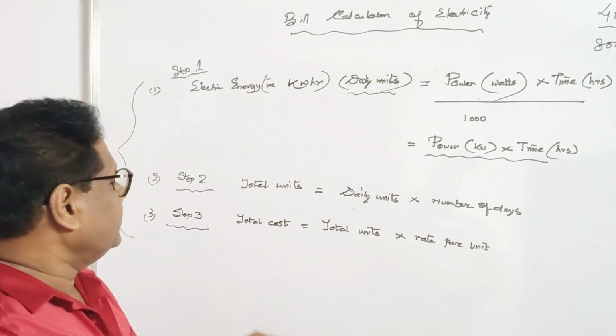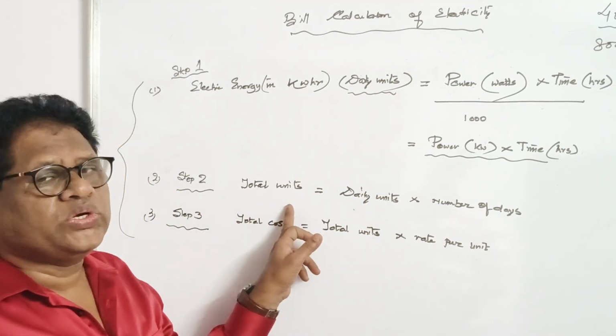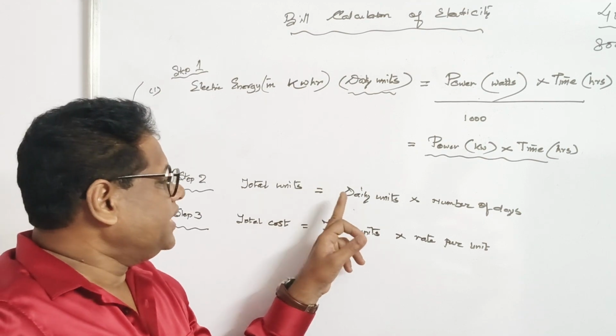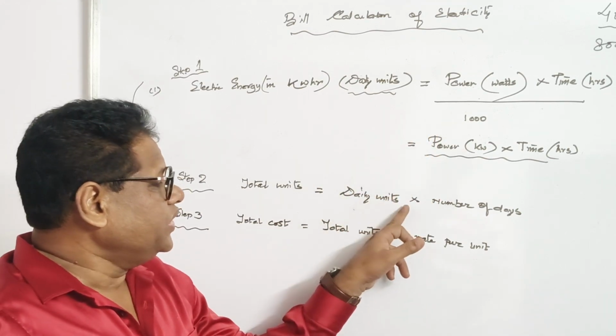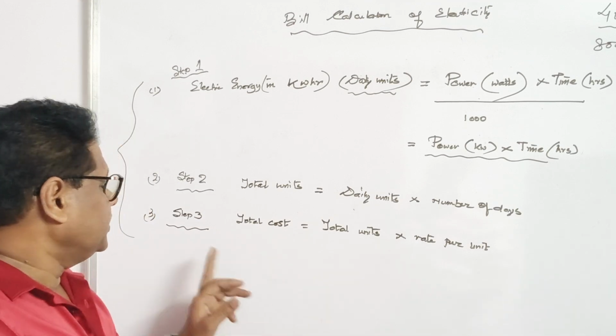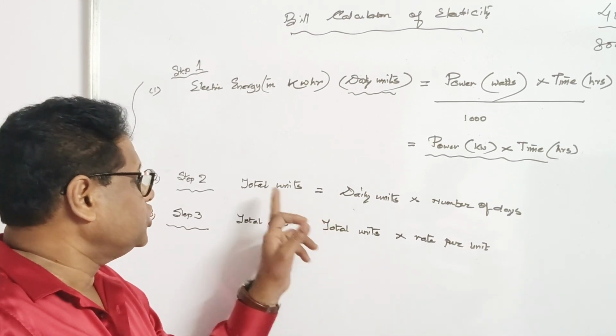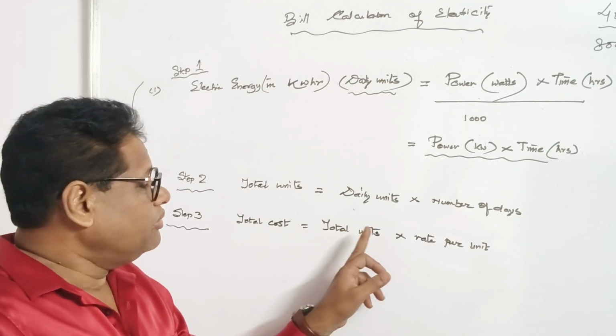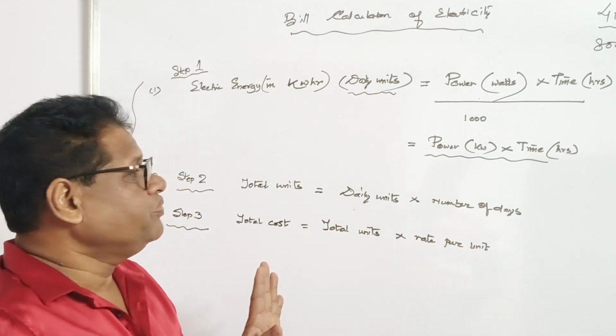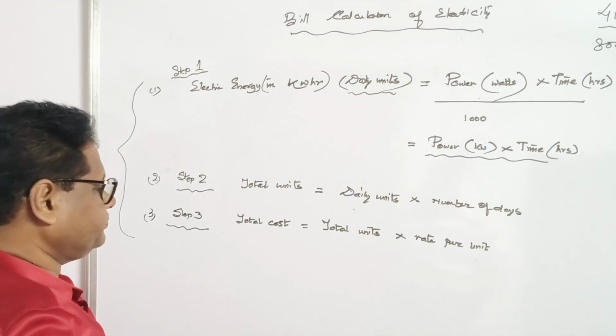Then the second step is to get the total units consumed. Multiply the daily units consumed in one day by the number of days. Third, you come to the total cost, which is equal to the total units consumed from step 2, multiplied by the rate per unit. Now let's discuss one question.